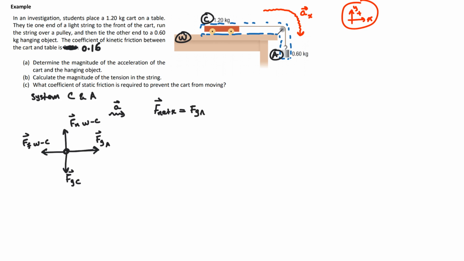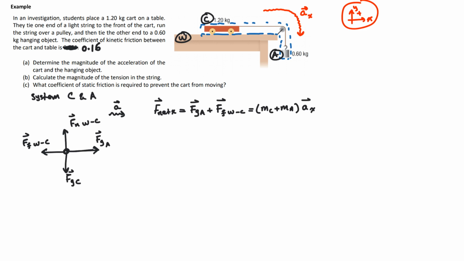This is the gravitational force acting on A plus the force of friction acting from surface W onto C, and that's going to equal the mass of my system. The mass of my system here is going to be mass of C plus mass of A, multiplied by the acceleration in the x direction.